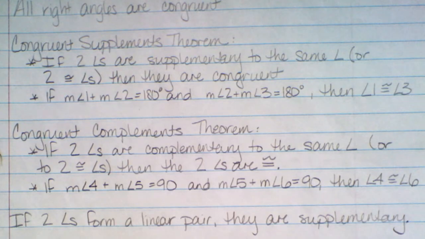If two angles form a linear pair, then they're supplementary. That's what we talked about with linear pairs. It means that they make a straight line. Well, if it makes a straight line, it has to be 180 degrees. Two angles that add up to 180 degrees are supplementary.